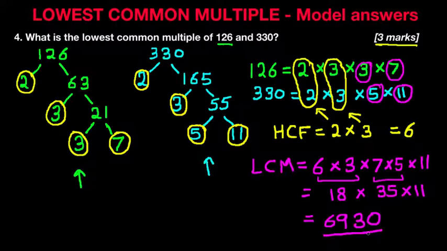Now, in the previous question, we simply added this number, the 330, with the 126. We kept adding them until we came to the numbers which matched. And you will notice in this question that is not possible. We have to use the factor tree, we have to work out the highest common factor, and from there work out the lowest common multiple.